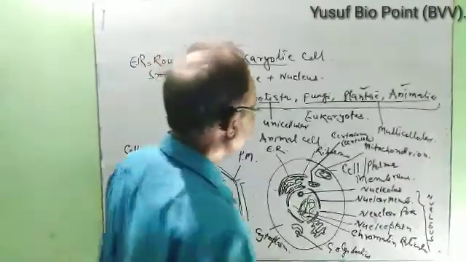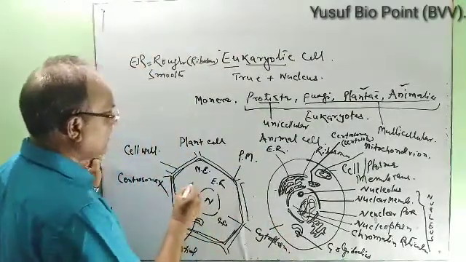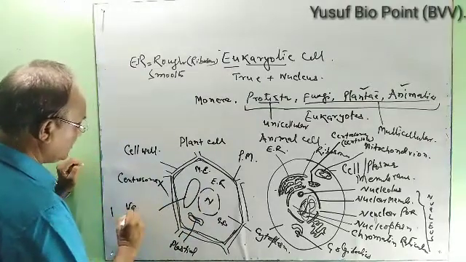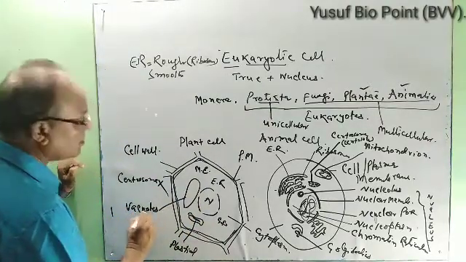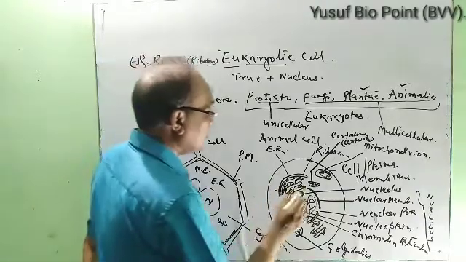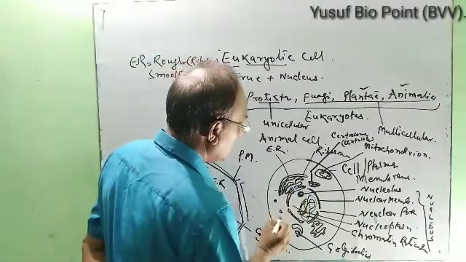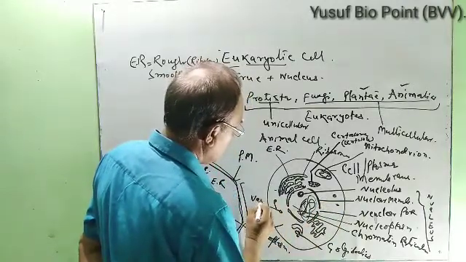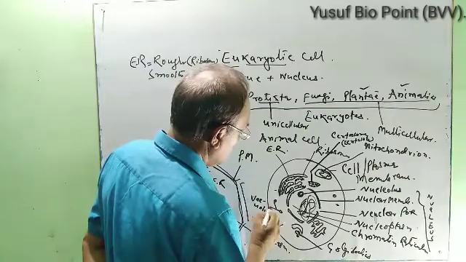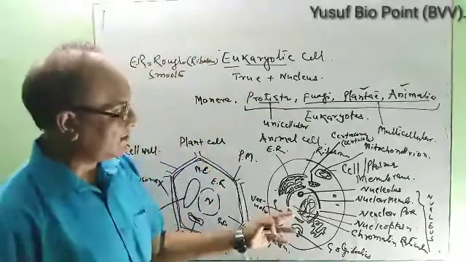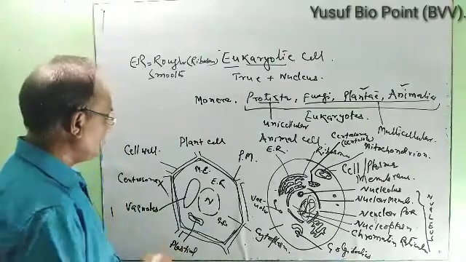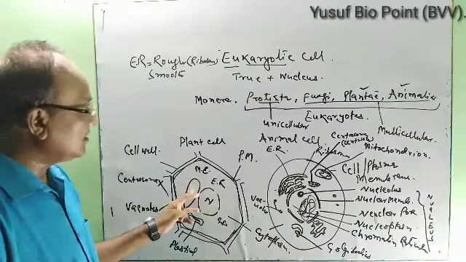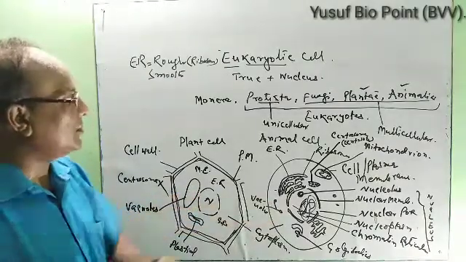Next, except that, in the plants, big vacuoles are found, while in the animal cell it is small or absent. Understand? The vacuoles are found in both, but here they are big in size and here they are small in size.